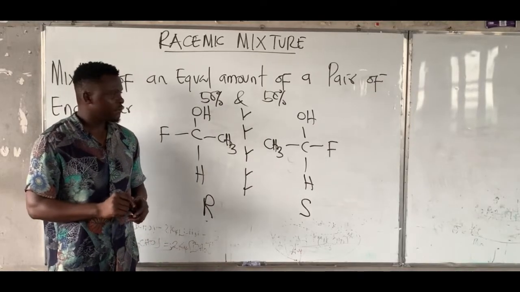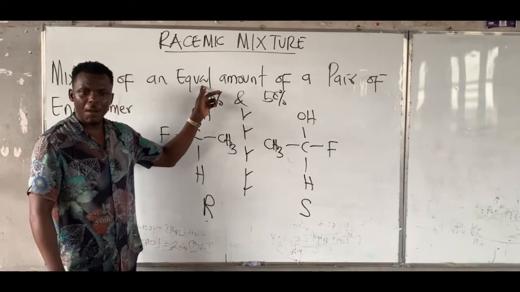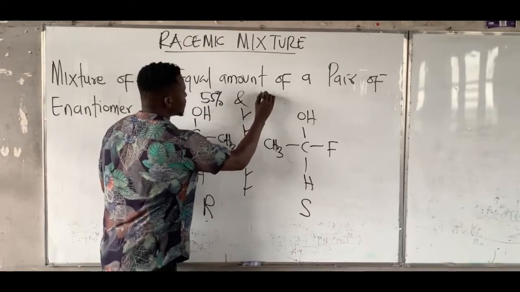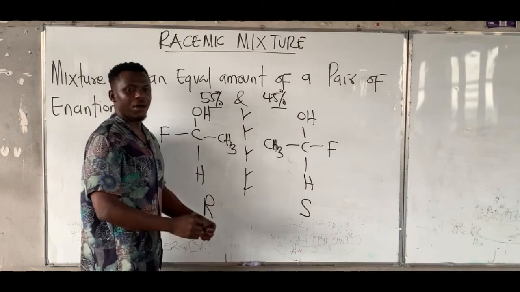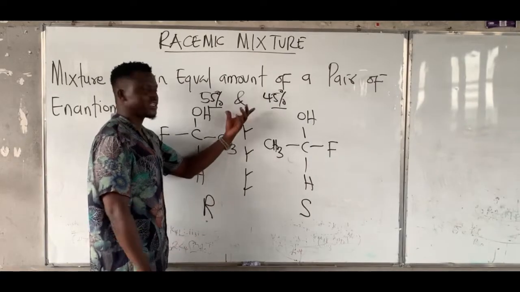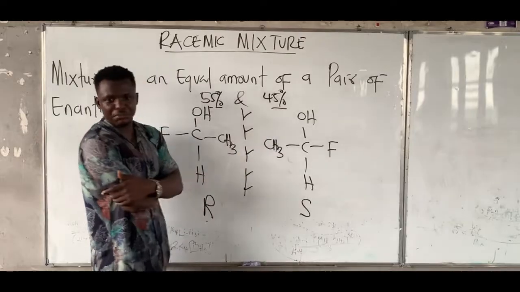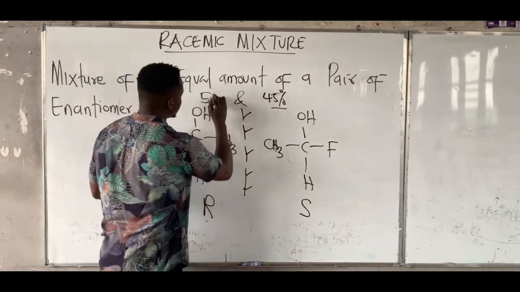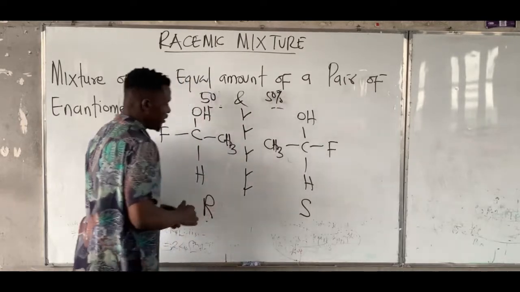Right? Because a racemic mixture is a mixture of equal amounts. If I say 55 and 45, is this an equal amount? No, this is not a racemic mixture. If I mix 55 and 45, it's not a racemic mixture. But if I have 50 and 50, that's a racemic mixture.